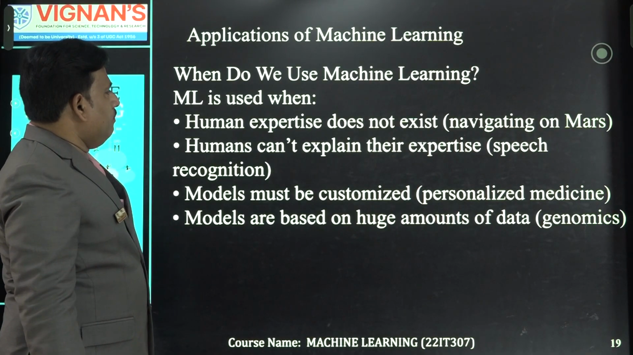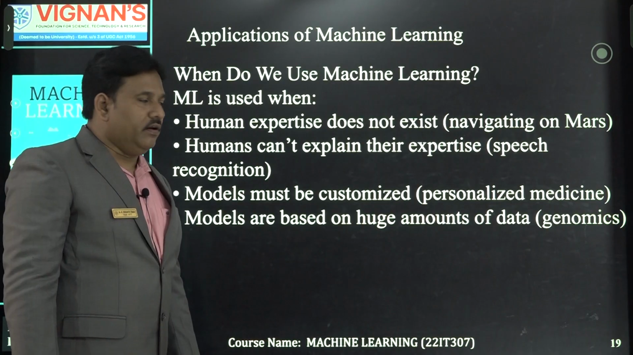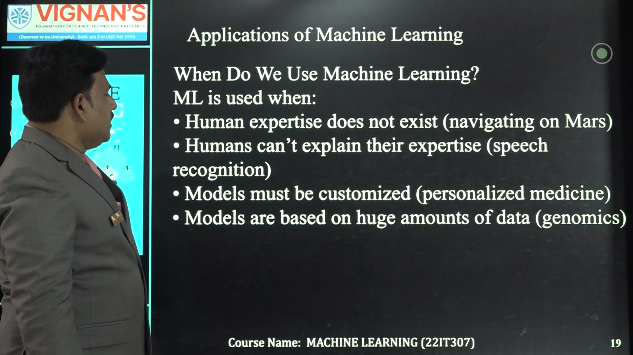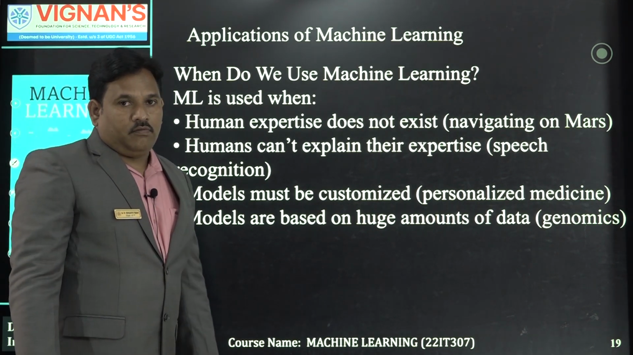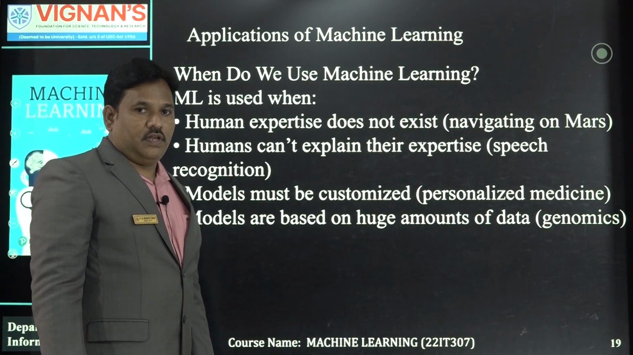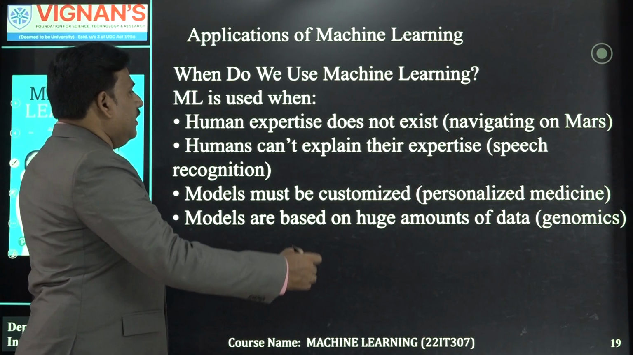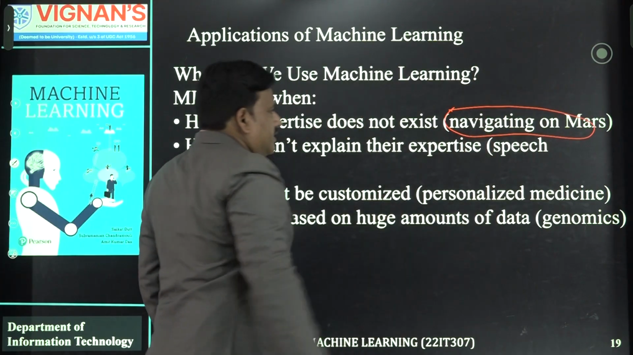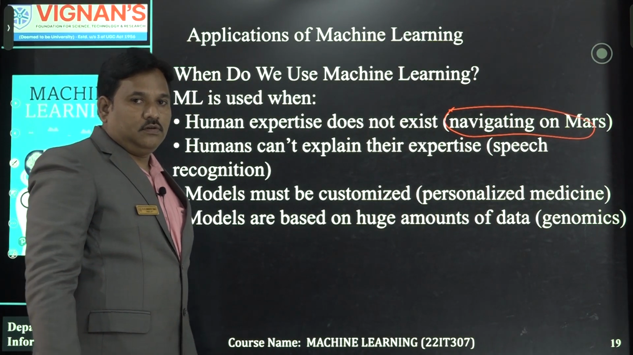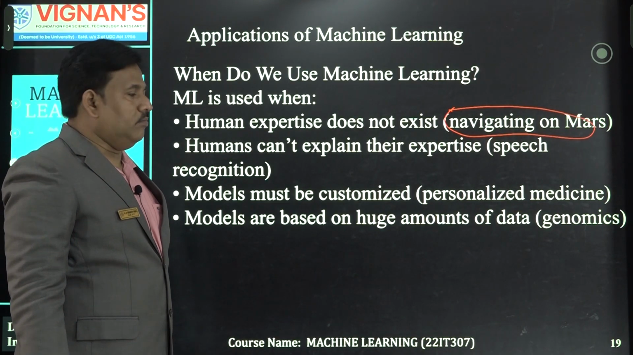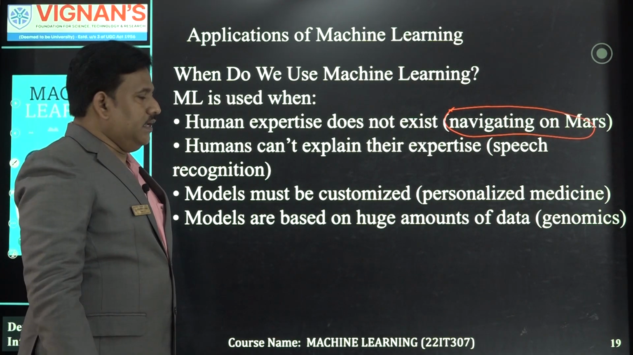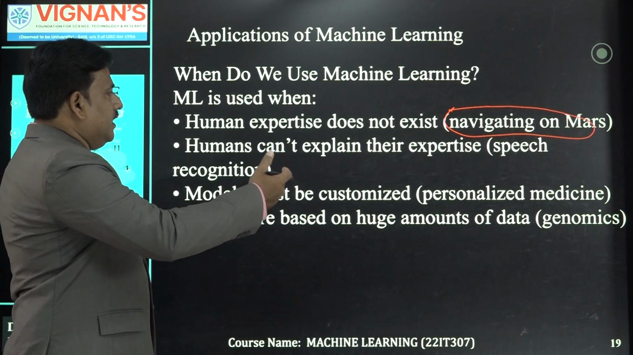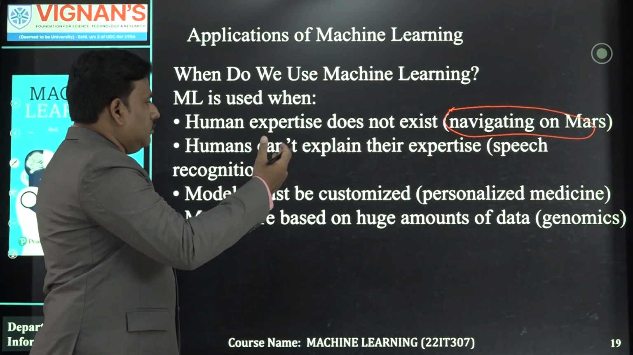Now we will see the various applications which are directly related to machine learning in real-time applications. So when do we use machine learning? When human expertise does not exist, then we need to take the help of machine learning. Example, navigating on Mars. When we send a satellite to Mars to collect data, to analyze the rock, soil and dust on Mars, human expertise is not able to reach there. So we are using machine learning algorithms. With the help of machine learning models, we are sending robots to Mars to test.